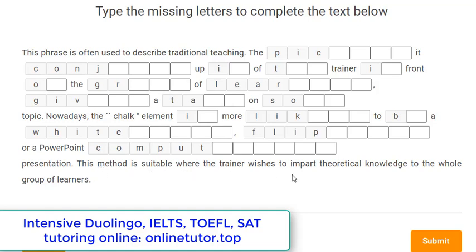This method is suitable where the trainer wishes to impart theoretical knowledge to the whole group of learners. Okay, this is about teaching. Very good. At least my brain will anticipate some words related to teaching here, to the didactical process. Okay, let's go on. So, this sentence, yes, we define the edges, the boundaries of this sentence. Where are they? They're here. Topic, you see? Okay, a medium-sized sentence. And the second one is also a medium-sized sentence.